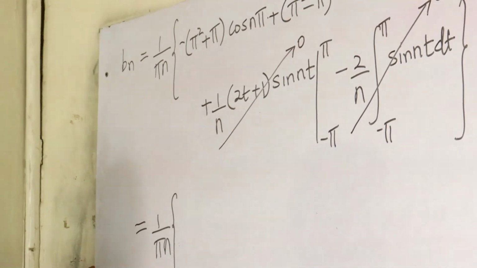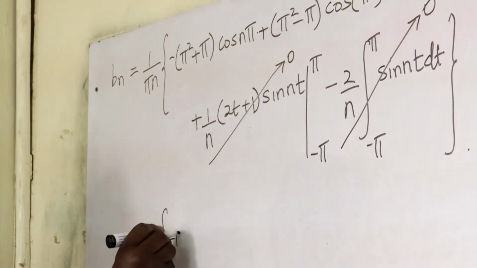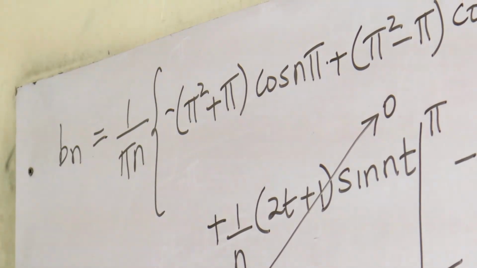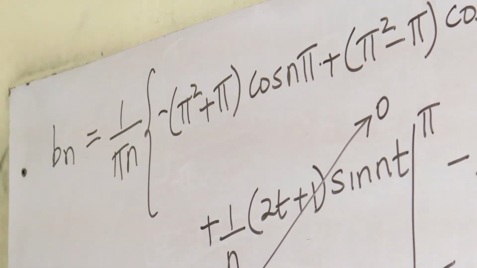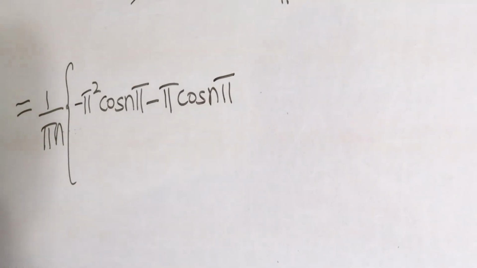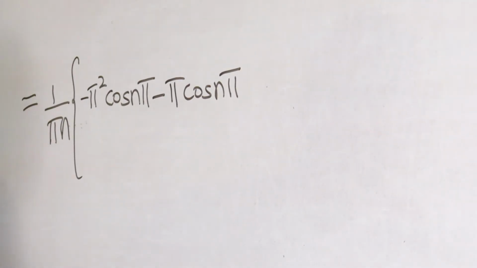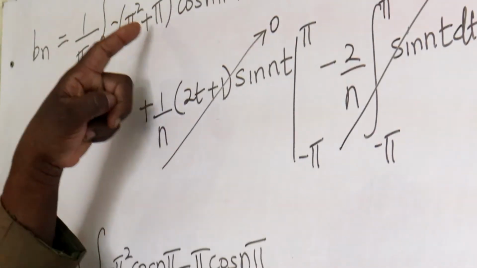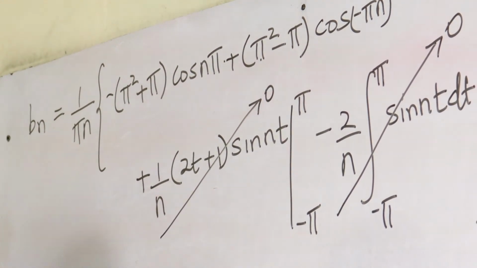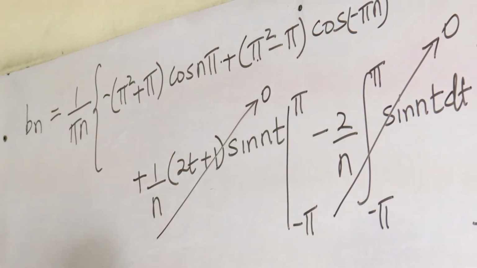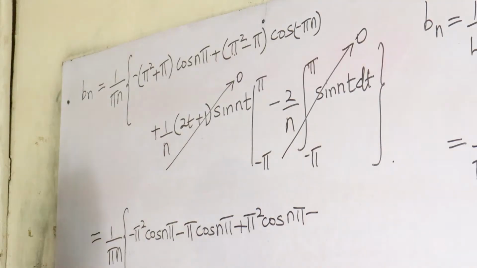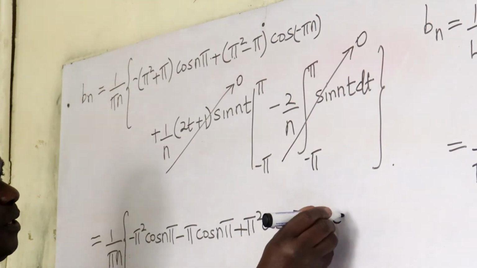So we are opening these smaller brackets here. We'll be having minus pi squared cos n pi, minus pi squared cos n pi. Then we have minus pi cos n pi, minus pi cos n pi. We have here minus, and this one will also be a minus. Then we have plus pi squared, multiplying this, and that's just another cos n pi. Then we have a minus pi cos n pi.